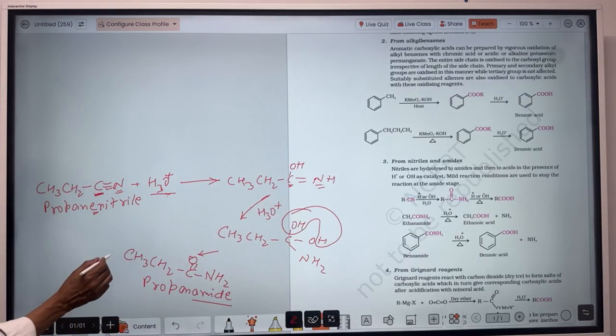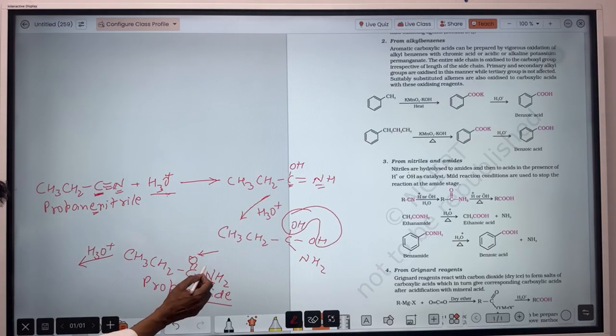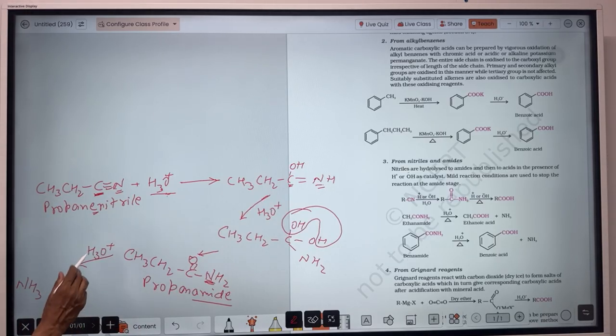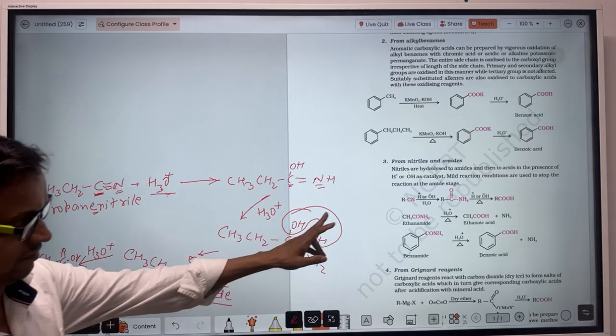This one, and now again pass water. So what happened again? Hydrogen will go to this nitrogen. When hydrogen gets bonded to this NH2, that will become NH3. NH3 means ammonia, that will get separated out. And the OH will bond to this carbon. So the compound becomes, so there will be formation of propanoic acid and ammonia.